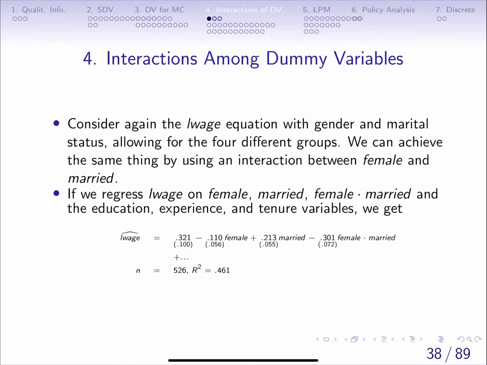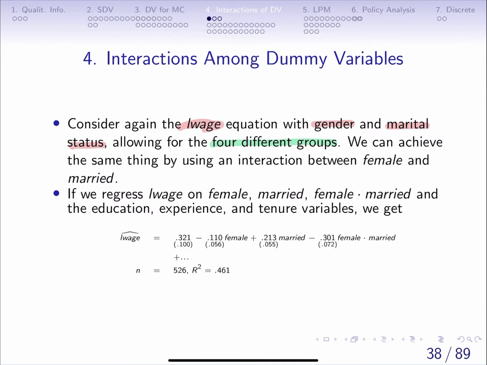In this video, we'll talk about how to introduce interactions among dummy variables. And we will run with the same example that you saw before, where we wanted to assess the effects of gender and marital status on wages. So we had an equation with log wage, and then we had constructed four different mutually exclusive groups: single male, single female, married male, and married female.